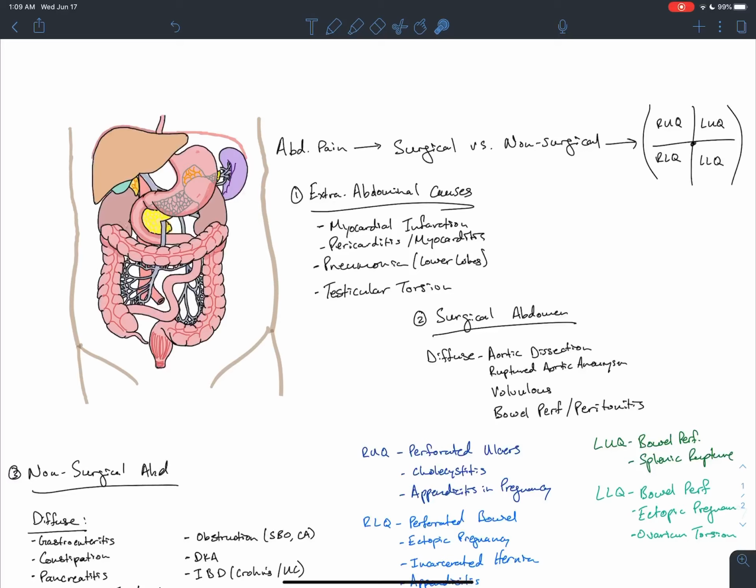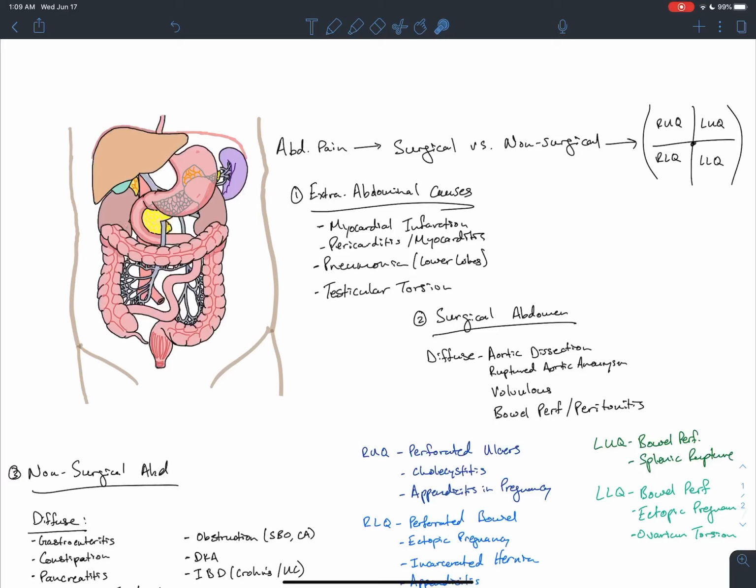And so with that, we're going to first talk about the extra abdominal causes of abdominal pain, so things outside the abdomen. Then we're going to talk only about the surgical causes. And then, as you see here, we break it up into different quadrants. And then we're going to talk about the non-surgical causes, which, again, are broken up into quadrants. And as we go through this, you're going to see that some of the things are the same.